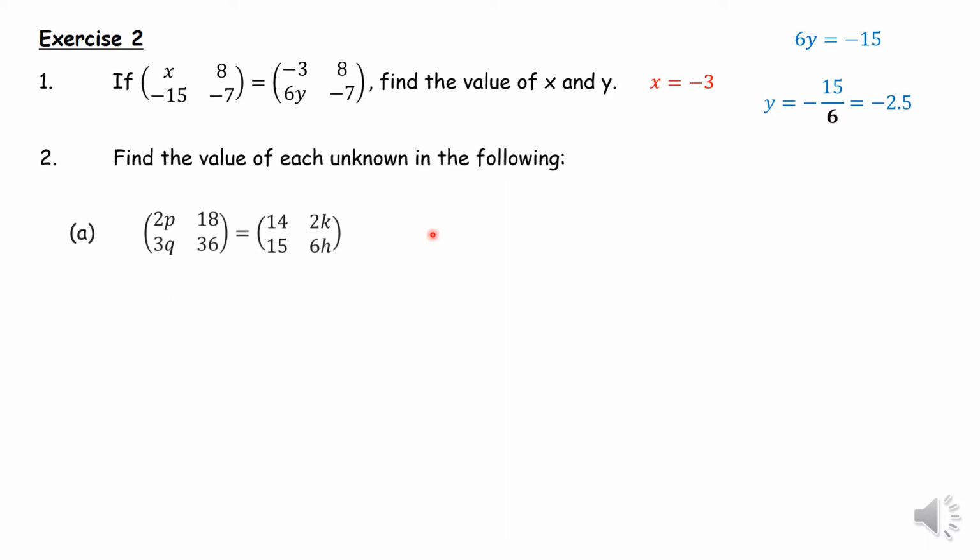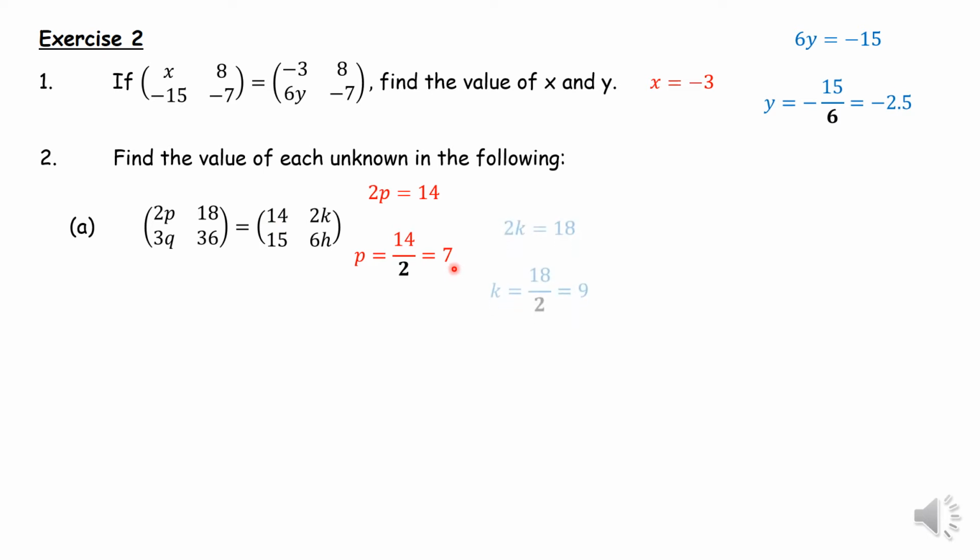Now, this one says find the value of each of the unknowns. So you have 2p equals 14, 2k equals 18, 6h equals 36. So I'm just going to bring them. 2p equals 14, you solve for p, p is equal to 7. 2k is equal to 18, k is equal to 9. And then 6h is equal to 36.